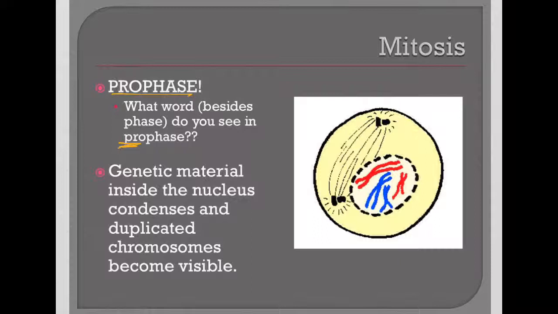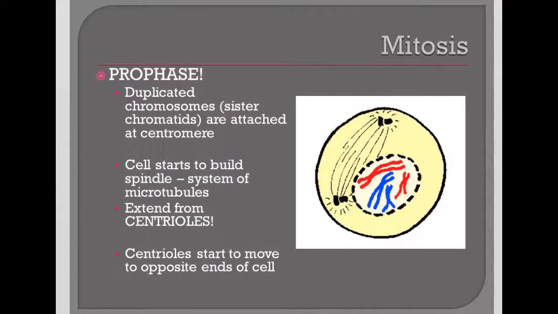The genetic material inside the nucleus starts as chromatin, right, because we just came from interphase, but then it condenses, and then we can actually see duplicated chromosomes. So notice in our image here, we now have those X-shaped duplicated chromosomes, sister chromatids attached at centromeres. So again, duplicated chromosomes are attached at the centromere.